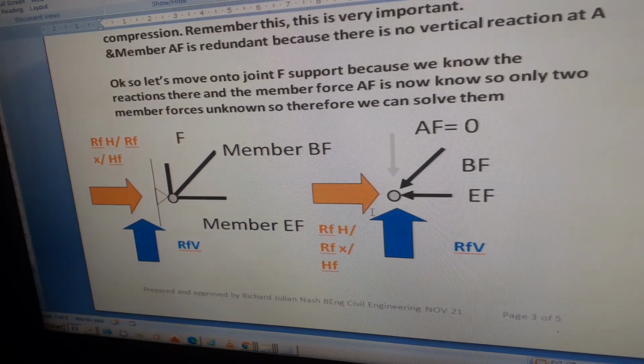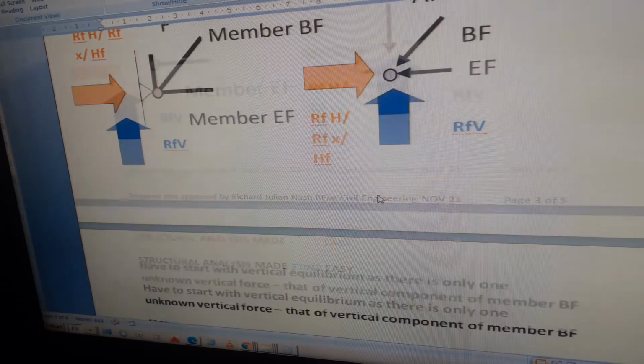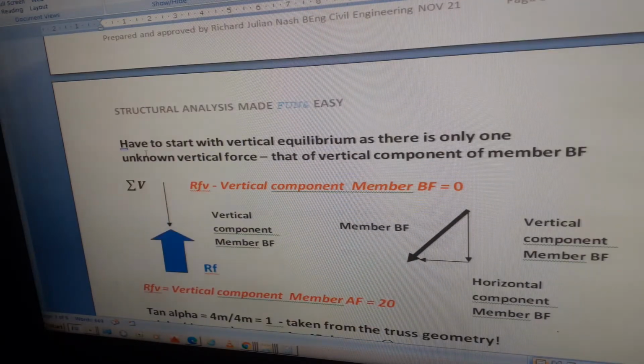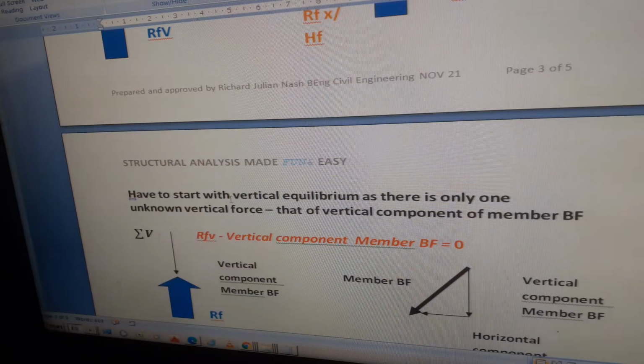And then the other one, you could put it in the other way. If you weren't sure, you could put them all positive to start with and see what you get. But I just used some intuition based on looking at the structure. We know that the reaction is 40 from left to right. So at joint F, we have to start with the vertical equilibrium, as there is only one unknown force, that of the vertical component of member BF.